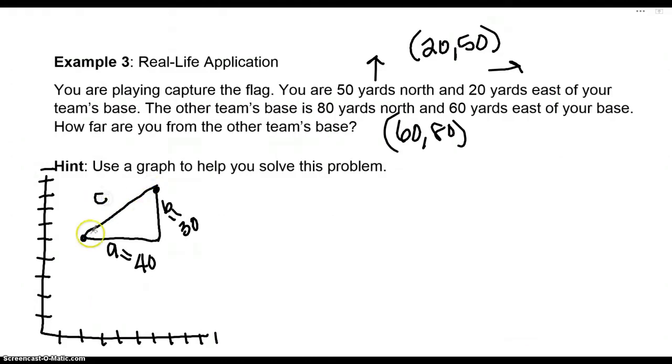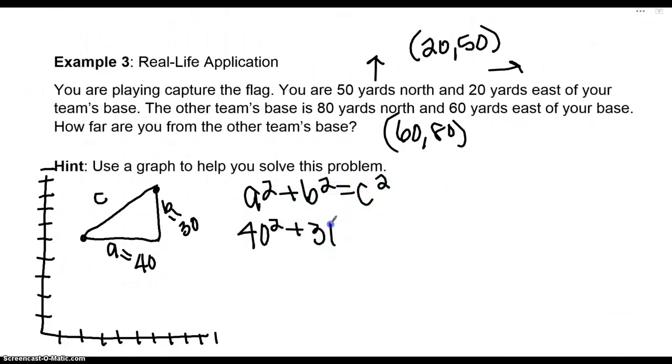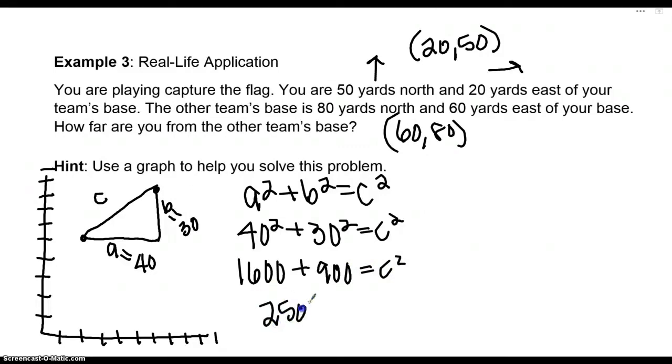So what we're doing is we're trying to find C, the distance between the two bases. And at this point, this problem should be pretty easy. So we have A squared plus B squared is equal to C squared. 40 squared plus 30 squared is equal to C squared. 40 squared is 1600 plus 900, which is 30 squared, is equal to C squared. If you add those two numbers together, you get 2500 is equal to C squared. So to find C, you take the square root, and C is equal to 50 yards.